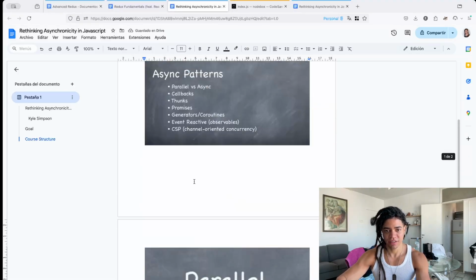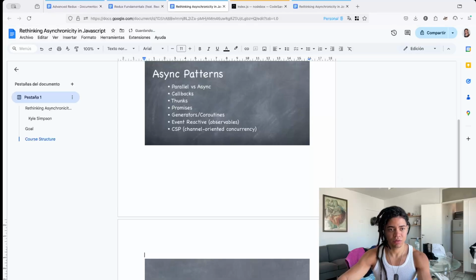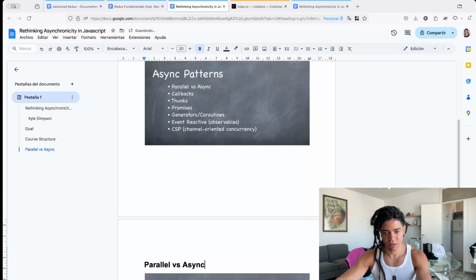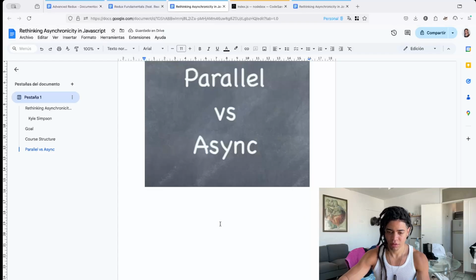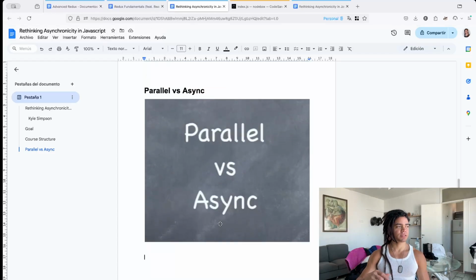So now this is what we're going to talk about: parallel versus async. This is one of the ideas of parallel versus async, and how parallel is not async, and how parallel can be non-parallel.